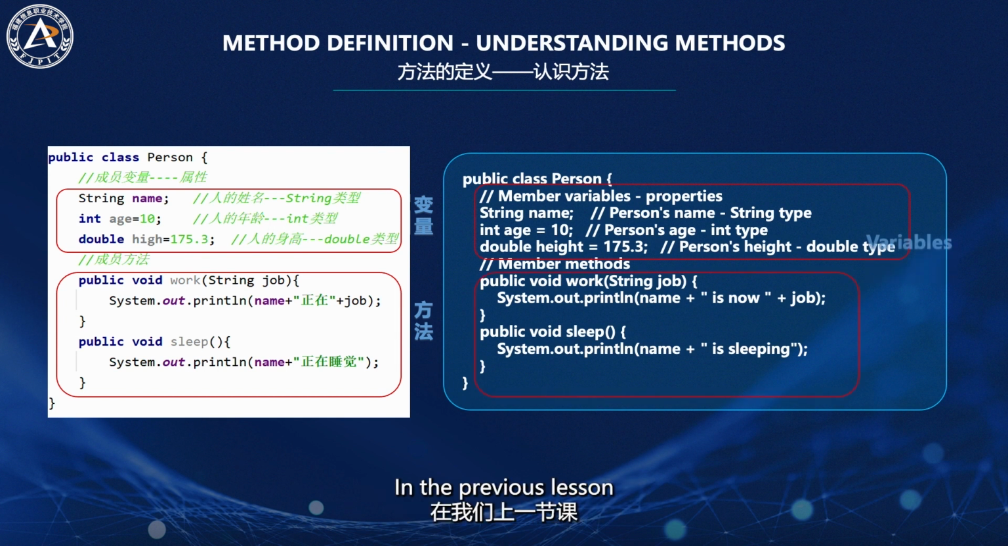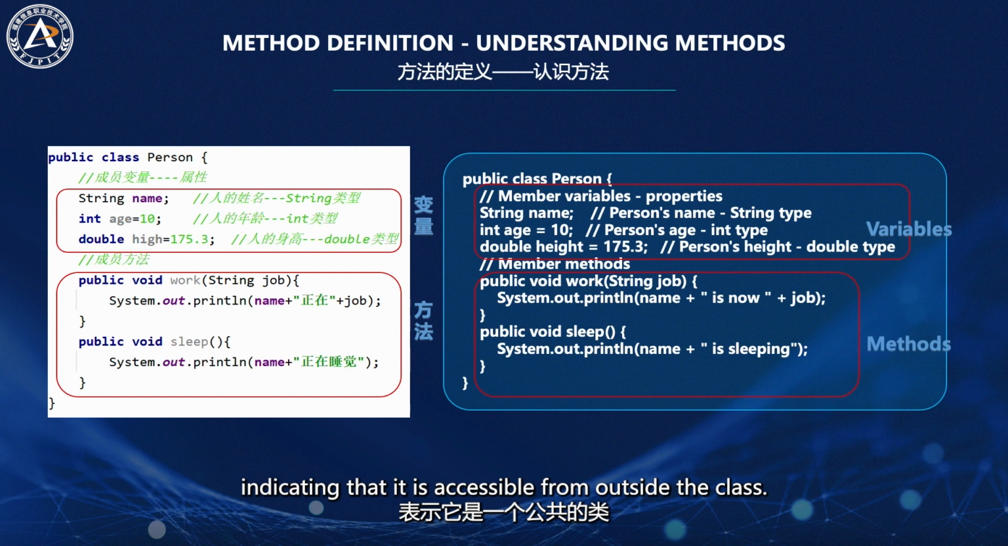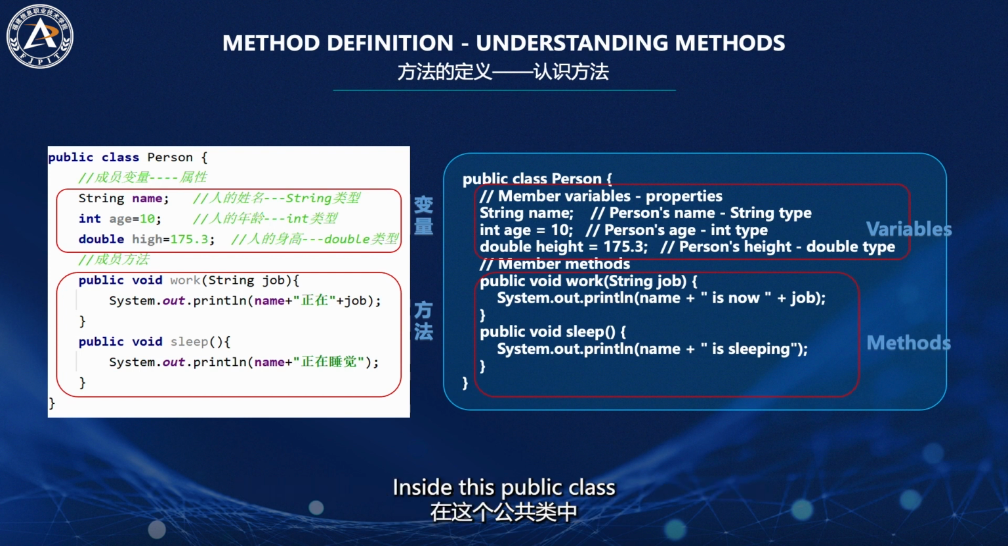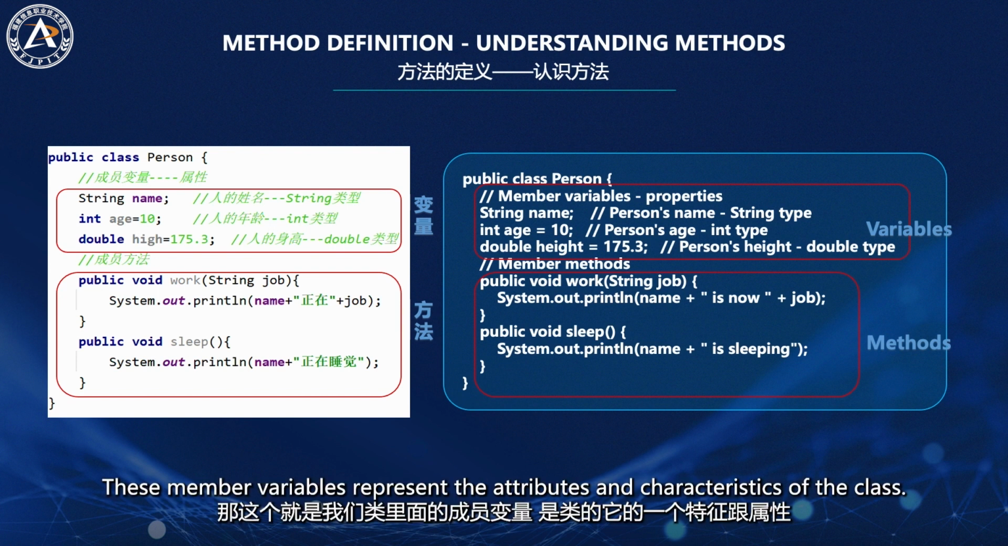In the previous lesson, we discussed the person class, which we declare as a public class using the public keyword, indicating that it is accessible from outside the class. Inside this public class, we defined three member variables: name, age, and height. These member variables represent the attributes and characteristics of the class.